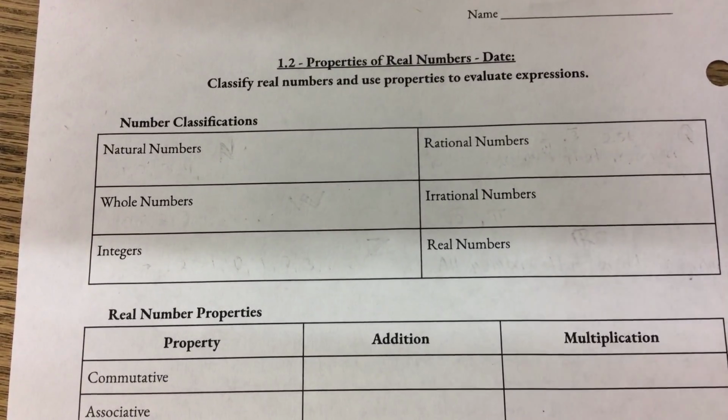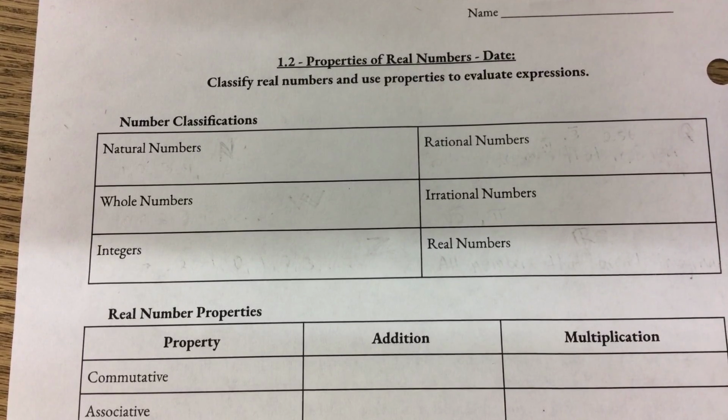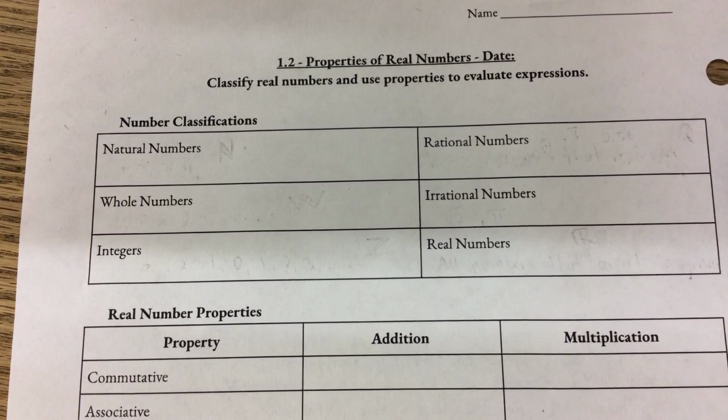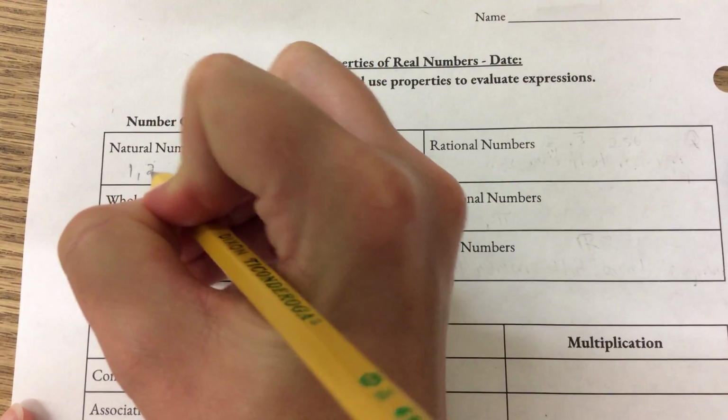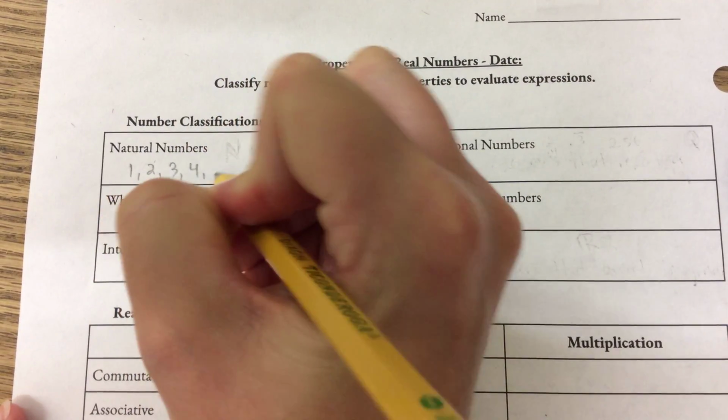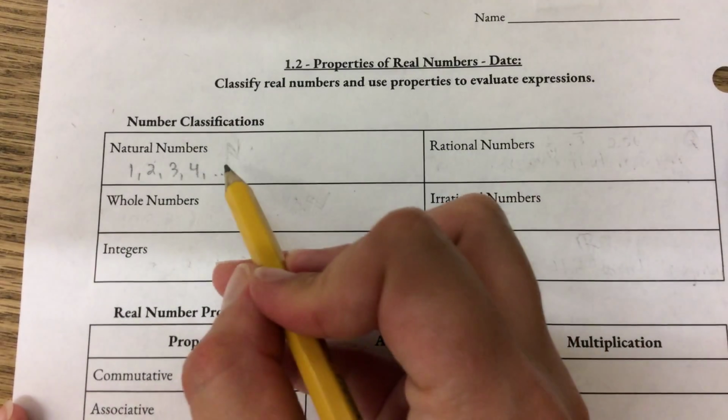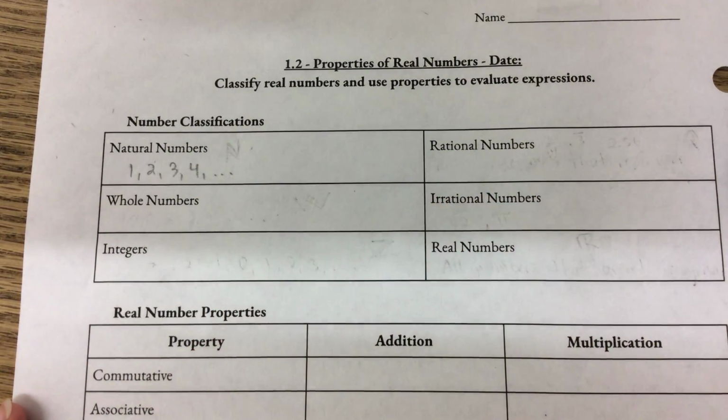Okay, today we're talking about 1.2, which is properties of real numbers. So we want to be able to classify the numbers and use properties to evaluate expressions. So the first one we have is natural numbers. Natural numbers are your general counting numbers. So when you count, you go 1, 2, 3, 4, and so on. Whenever you see this, that means that the pattern is going to continue.